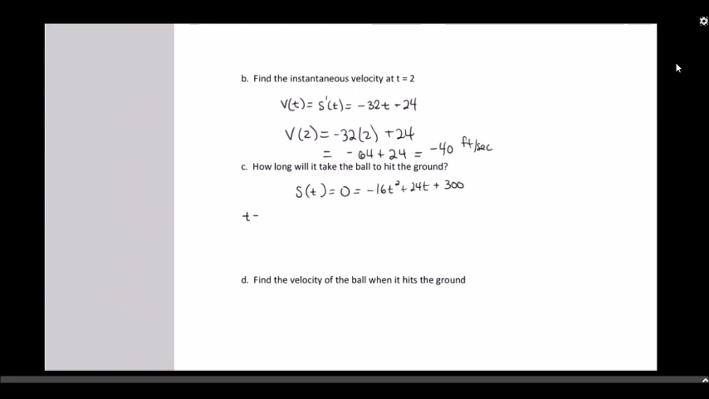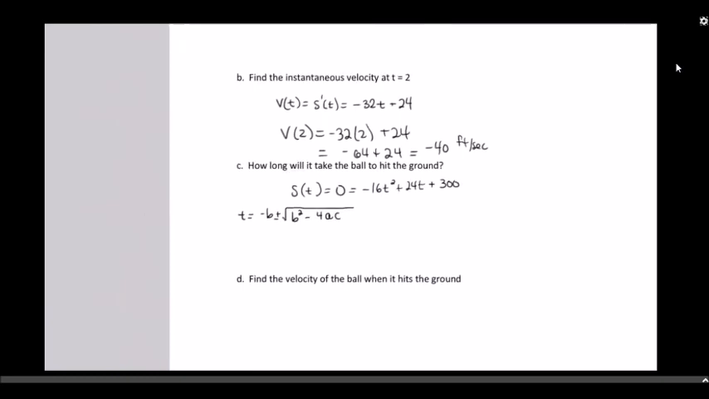T equals, and usually it's x equals, but in this case it's t because we have a t instead of an x. T equals the opposite of b plus or minus the square root of b squared minus 4ac all over 2a. And the values of a, b, and c come straight from the coefficients here in this quadratic equation.